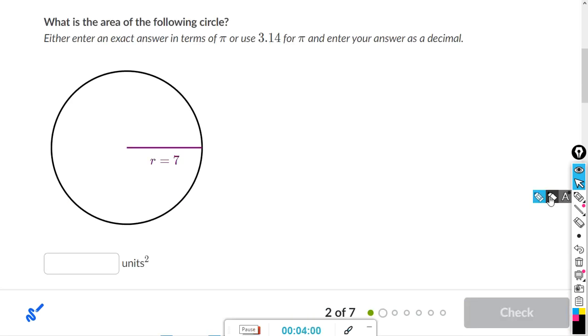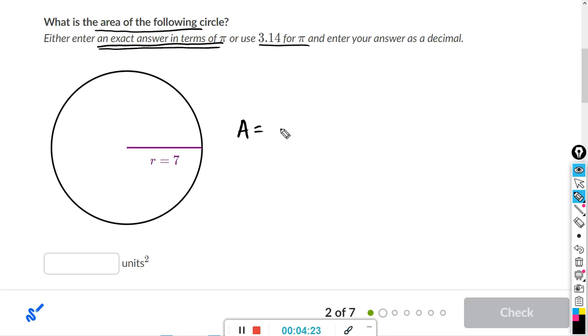Much easier one here. What is the area of the following circle? Enter an exact answer in terms of pi or use 3.14 for pi. You can't use your pi key on the calculator, but the easier option is to enter an exact answer in terms of pi. That means you just leave pi alone.